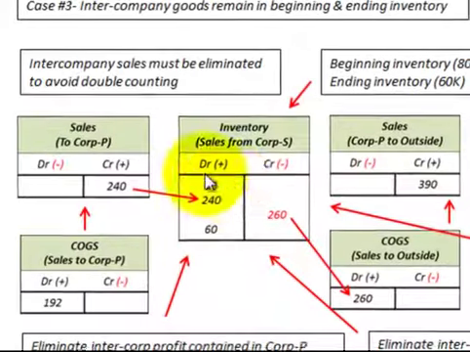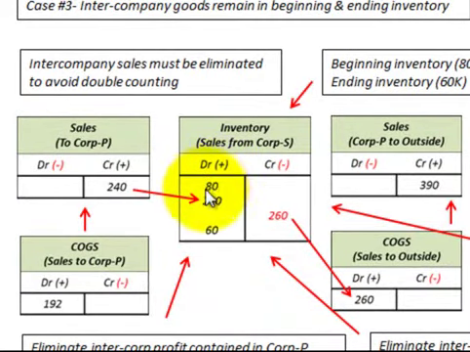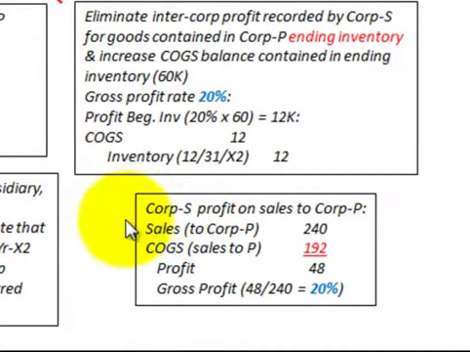Okay, now we have to determine the profit that's sitting in the parent's inventory account for both the beginning inventory and the ending inventory. And that profit is going to be based on the cost of goods sold and the sales that the subsidiary makes to the parent company. So let's go down and make our calculations.